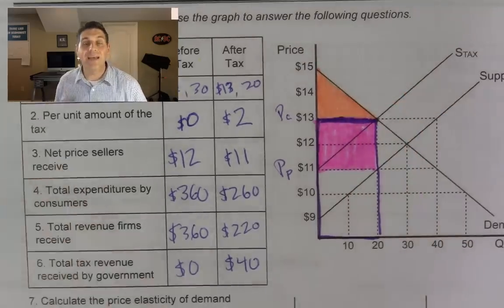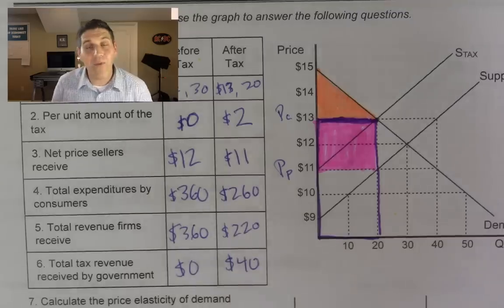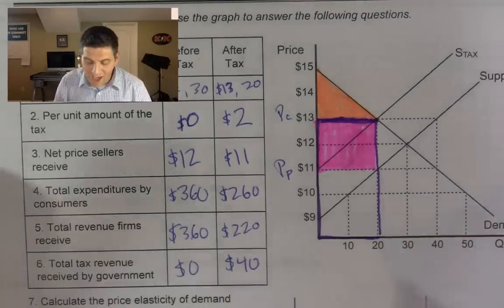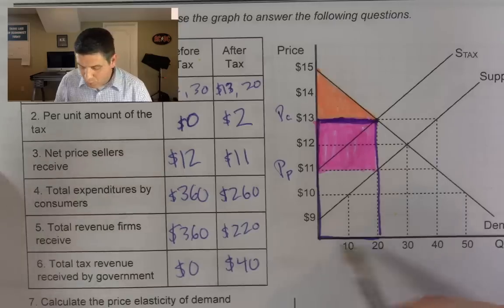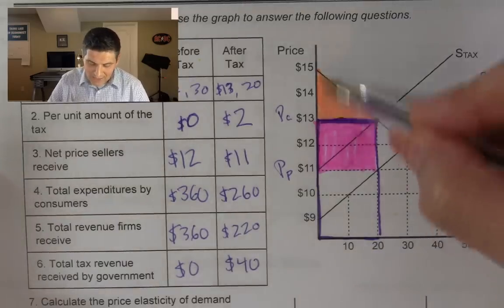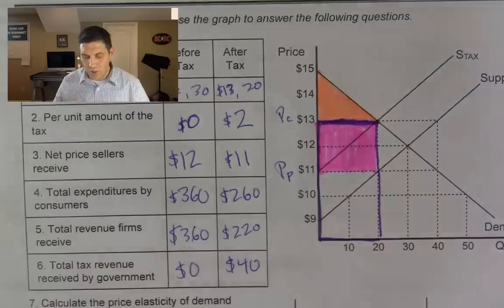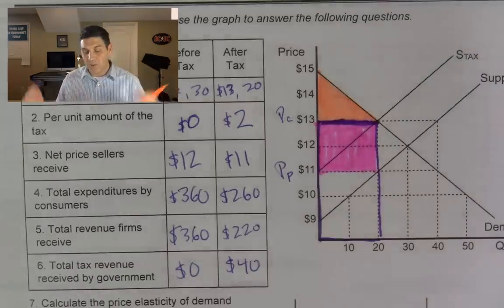The AP test has asked the students to actually calculate that before. That's definitely been a question that's asked. And remember, it's a triangle, 1/2 base times height. So 20 is the base, and the height is 2, and then 2 times 20 cut in half. And that's what's going to give you that area.